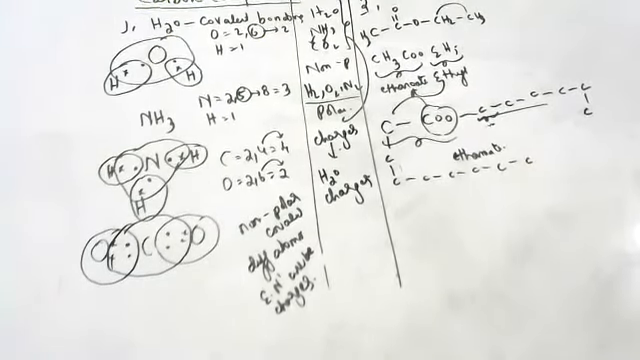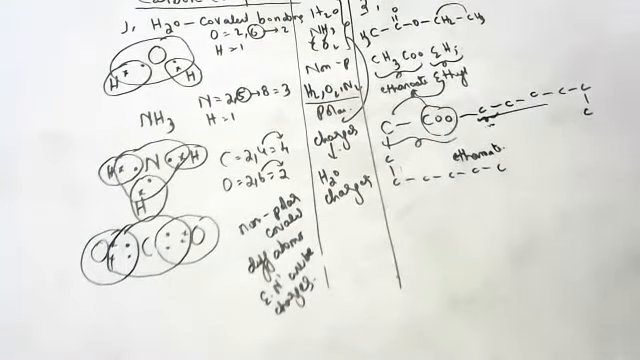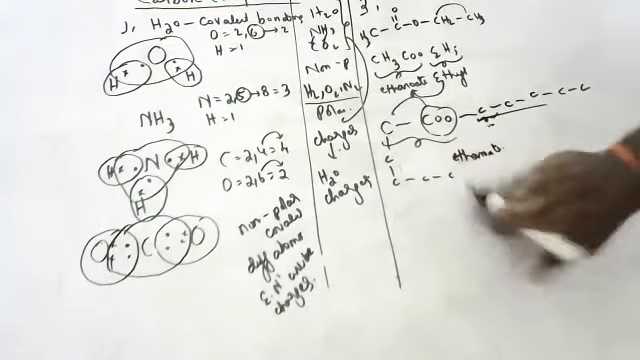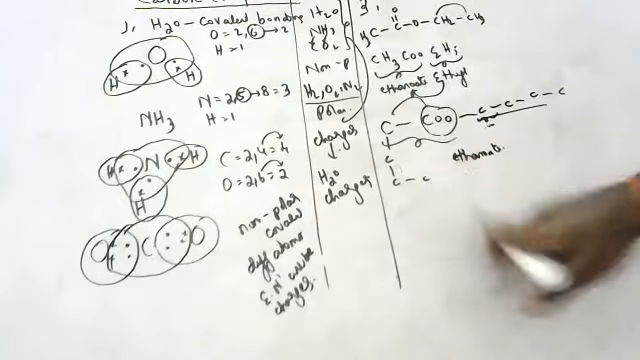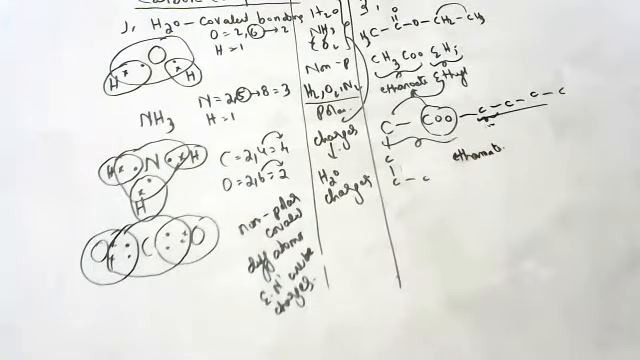Hexyl nonanoate. Next one. This one? Hexyl octanoate. This one? Pentyl octanoate. This one? Pentyl hexanoate. This one? Butyl hexanoate. This one? Butyl pentanoate.